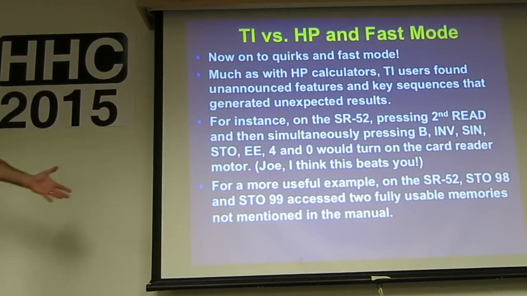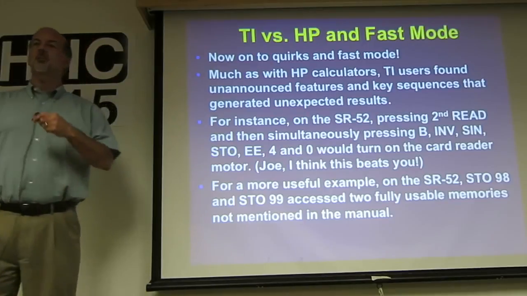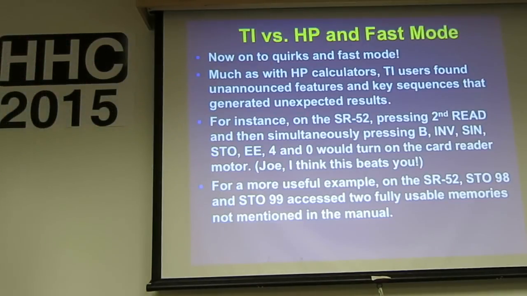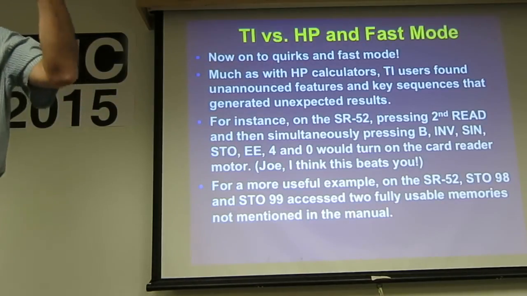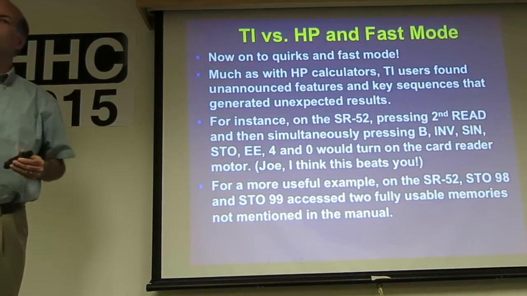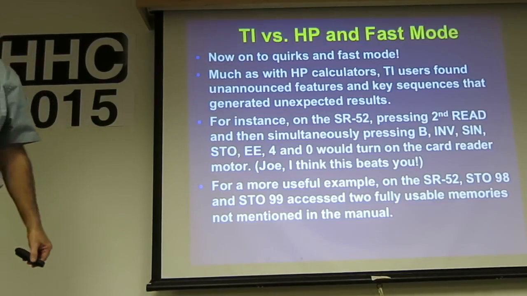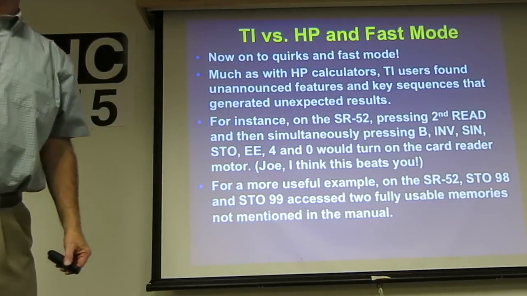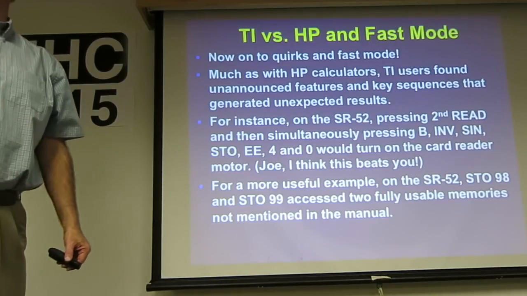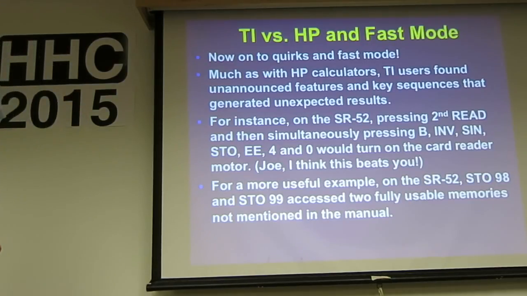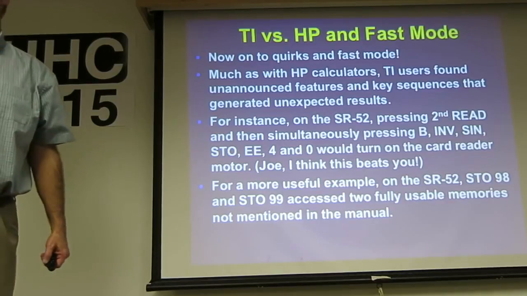For a more useful example, the SR-52 ended up having two fully usable memories that the manual did not mention, that TI later started touting. You could do store 98 and store 99, and they were just as useful as 0 through 20. They weren't clearable by the clear memory command, so you had two extra memories. Users used those to write programs to copy data memories to cards, which was not built into it at first. They also had another 60 that you could store, but you couldn't recall.